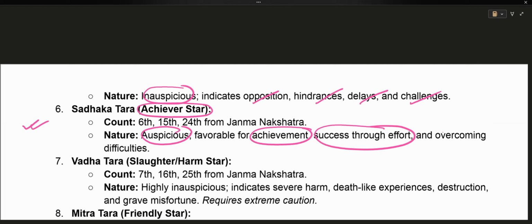If a planet is ruling your main dasa, antardasa or pratyanta dasa, and if the planet is in transit also, transiting through your 6th or 15th or 24th nakshatra from the Janma Nakshatra, then it will help you to overcome the difficulties.